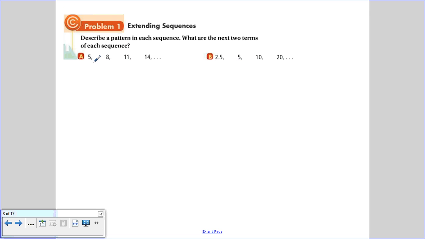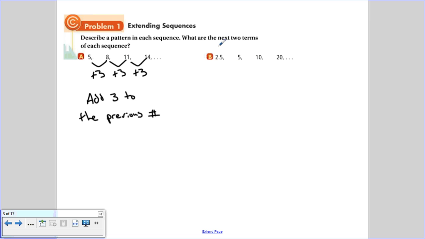So between 5 and 8, what would that be? That would be add 3. Is it the same from 8 to 11? Yep, add 3. 11 to 14, add 3. Okay, so describe that pattern in each sequence. You add 3 to the previous number. Okay, how about this one?